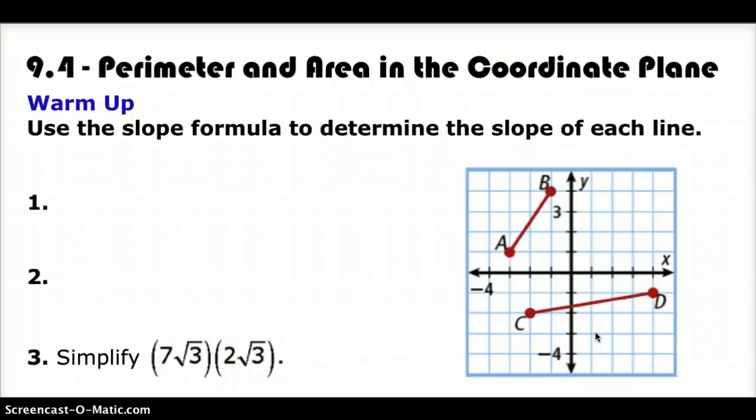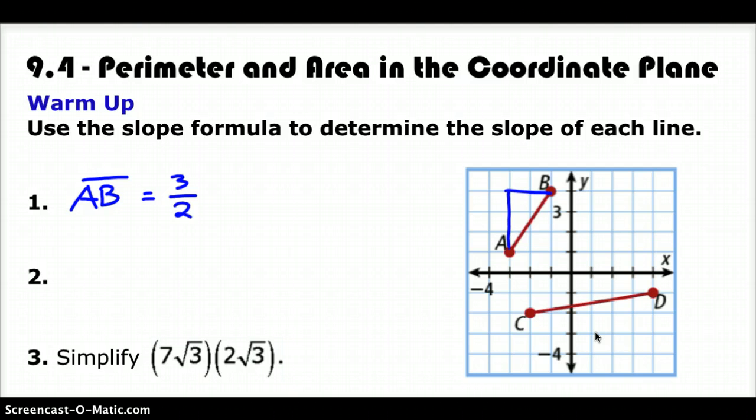It says use the slope formula to determine the slope of each line. Now again, there's always a few different ways that you can find slope. You can find it just using your graph by rise over run. For example, if I wanted to find the slope of segment AB, I could just see that to go from A to B, I need to rise 3, and that's going to go in my numerator, and I have to run 2. Since I'm going to the right, that's going to be positive. So I can see it's 3 over 2.